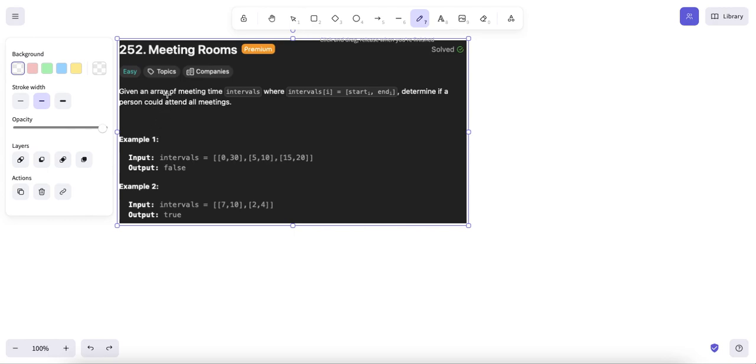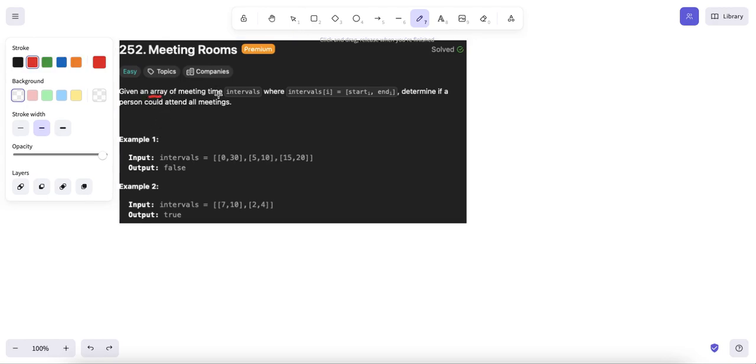In this problem, we are given an array called intervals, and each interval has a start time and an end time. What we want to do is basically determine whether or not a person could attend all meetings. So we know that a person can attend multiple meetings, and the entirety of these meetings, only if these meetings do not overlap or they do not conflict.